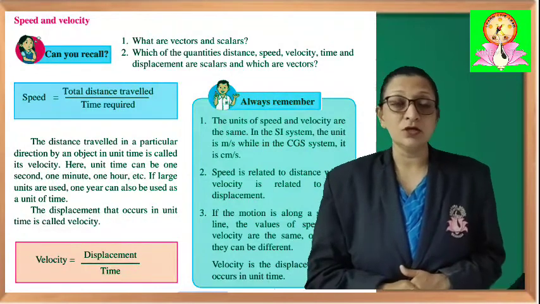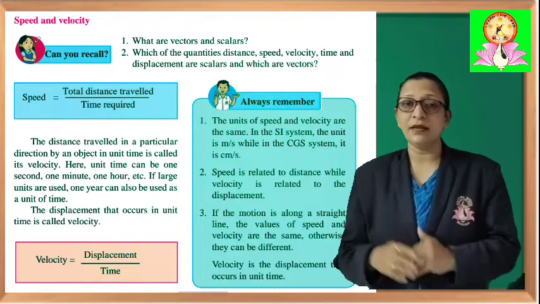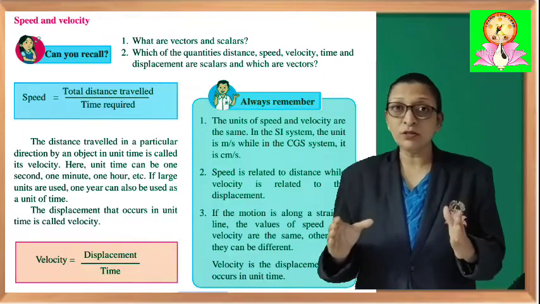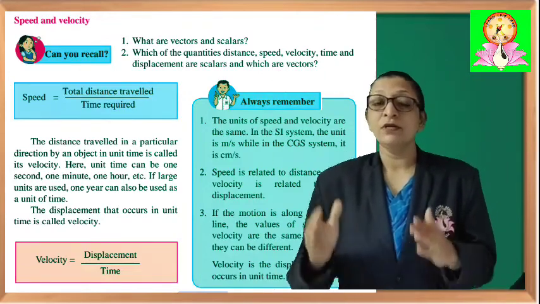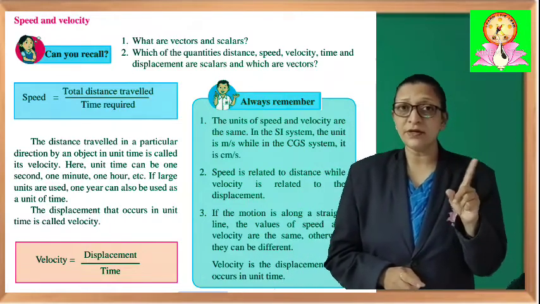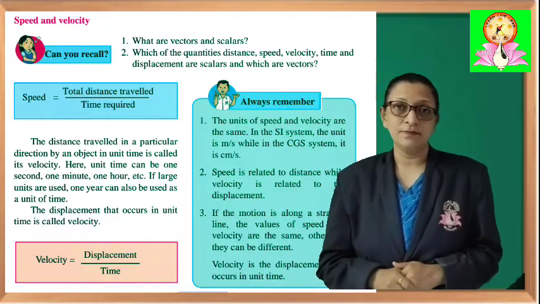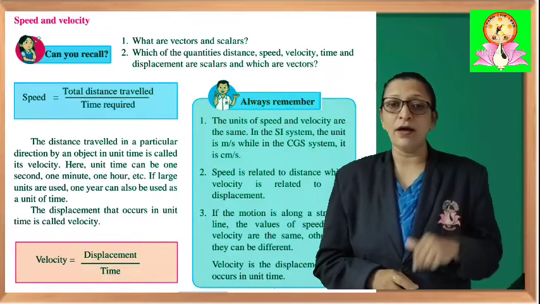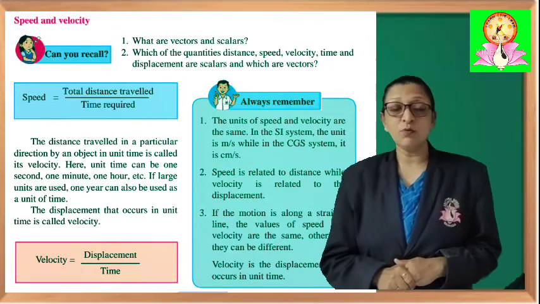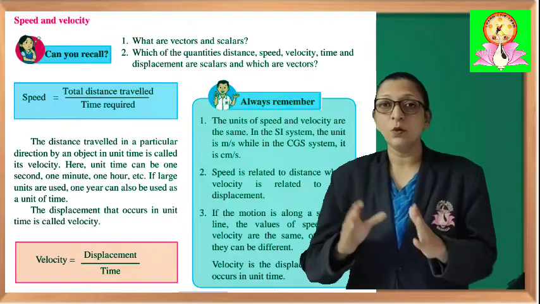Always remember, the CGS unit of speed and velocity is centimeter per second, while the SI unit is meter per second. Both speed and velocity have the same units. Speed is related to distance and velocity is related to displacement. Speed does not require direction, velocity requires direction. If motion is along a straight line, the values of speed and velocity will be equal.